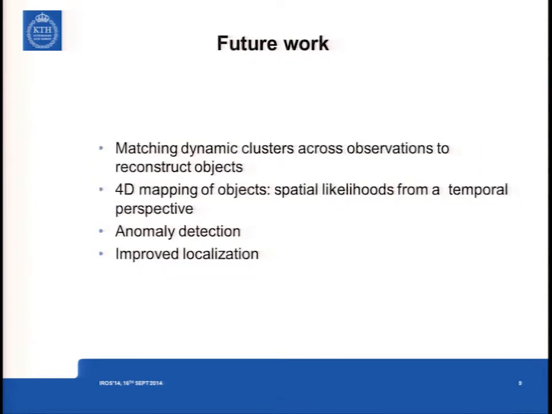For future work, we would like to look more closely at these clusters and see if we can use these partial views to reconstruct complete object models, or whether we can build spatial likelihoods of where they're likely to be at different points in time. And this will allow us to, for example, do anomaly detection or improve localization in some situations. Thank you.